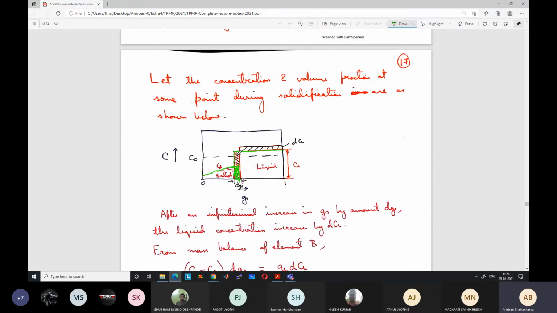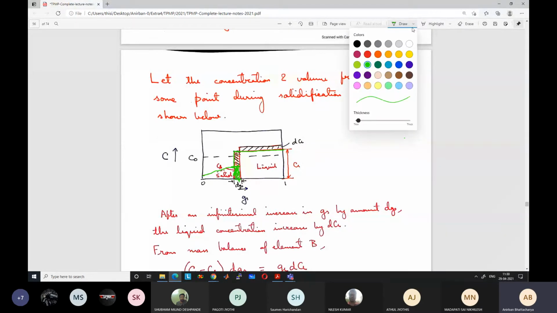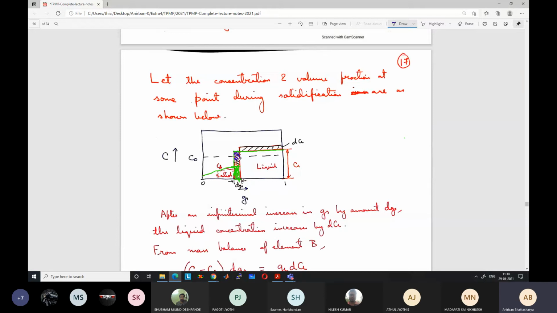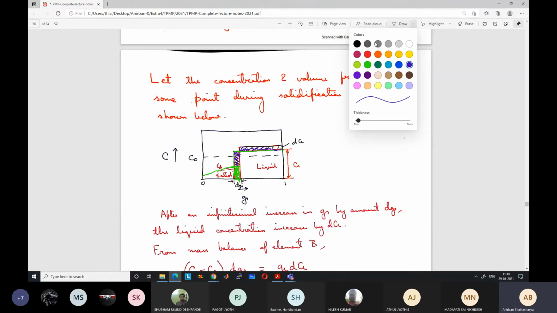Because the concentration of the solid is less than Cl, what happens to the extra material that was present? This amount of extra solute will go into the liquid. So whatever is the liquid, that concentration will increase. The liquid concentration was Cl, now it has increased by a small amount DCl. So now the new liquid concentration is Cl plus DCl.